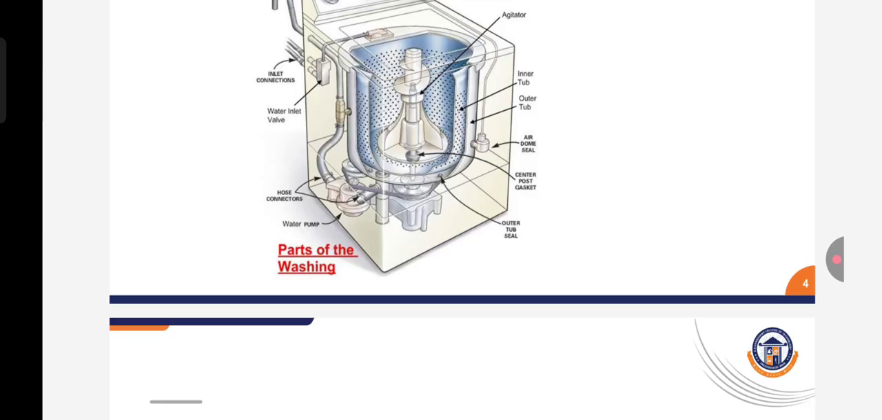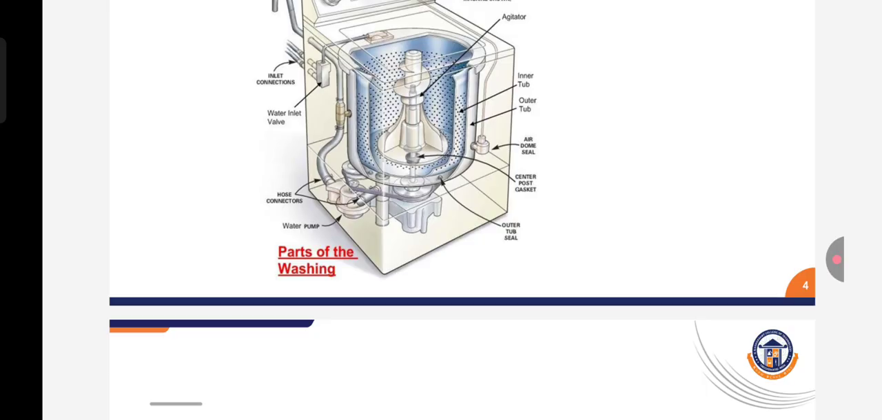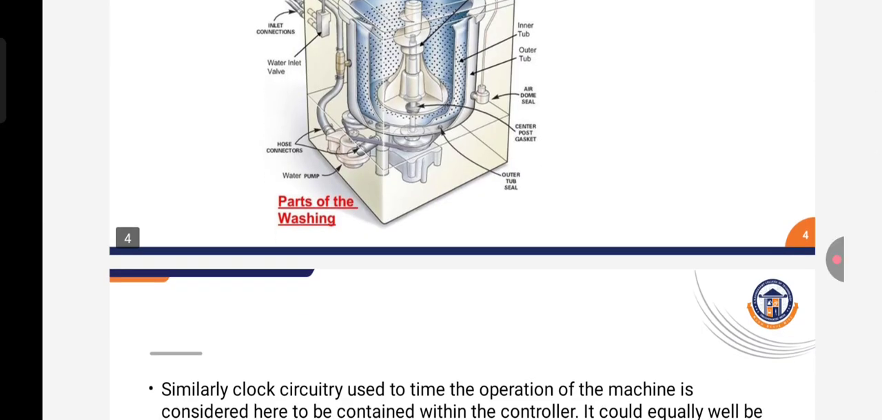Next, the tub. There are two types of tub in the washing machine, the inner and outer. The clothes are loaded in the inner tub where the clothes are washed, rinsed and dried. The inner tub has small holes for draining the water. The external tub covers the inner drum and supports it during the various cycles of clothes washing.